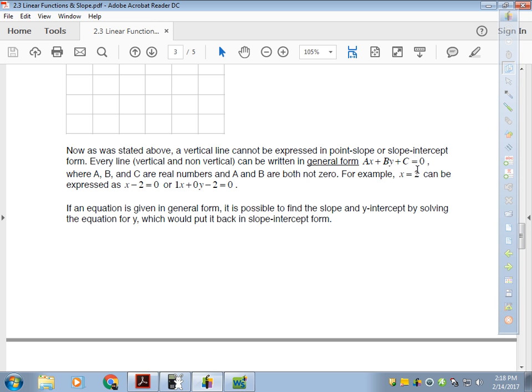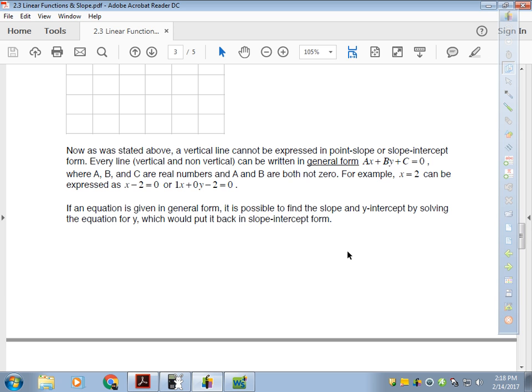So when we have an equation like x equals 2, we could express it as x minus 2 equals 0, meaning we can move the 2 over like this. And that means we could actually rewrite it as 1x plus 0y minus 2 equals 0. And it would fit that general form, ax plus by plus c equals 0.